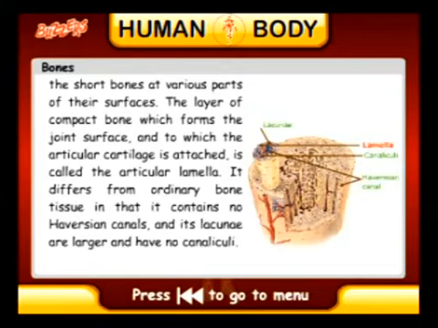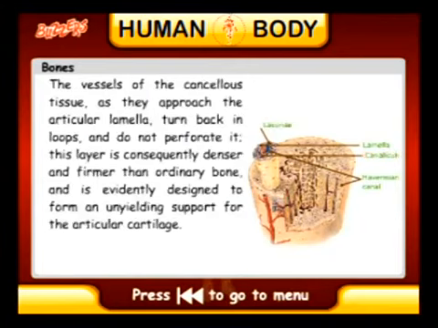It differs from ordinary bone tissue in that it contains no Haversian canals and its lacunae are larger and have no canaliculi. The vessels of the cancellous tissue, as they approach the articular lamella, turn back in loops and do not perforate it. This layer is consequently denser and firmer than ordinary bone and is evidently designed to form an unyielding support for the articular cartilage.